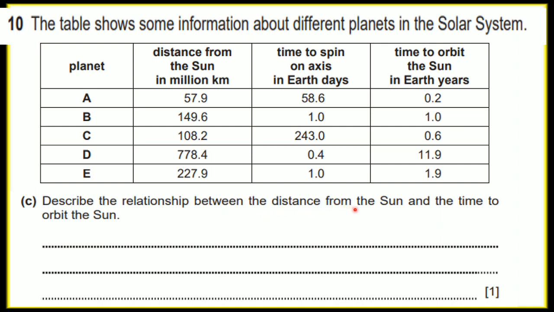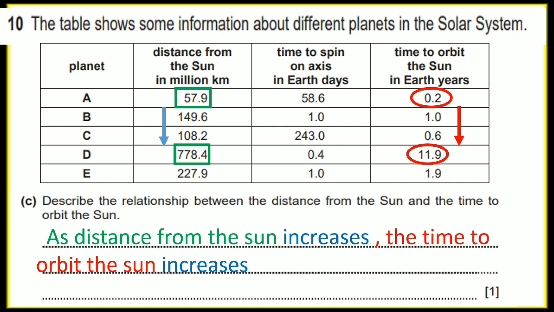Describe the relationship between the distance from the sun and the time it takes to orbit the sun. Okay. See here. When it was 57.9 million kilometers, it took 0.2 years. But you see, as the distance was increasing, up to 778.4 million kilometers, the time increased. So we can say that as the distance from the sun increases, the time to orbit the sun also increases.